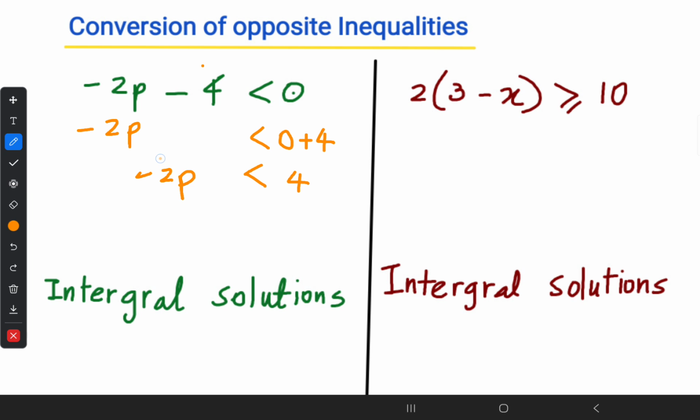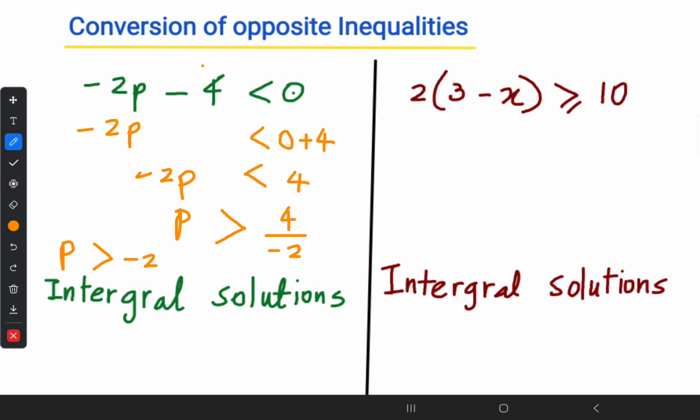Okay. Thereafter, negative 2. Here we have a multiplicand negative 2. So the multiplicand negative 2 would be a dividend negative 2. In this case, carefully think. Here we just did the addition. But here there is a negative division. In this case, the direction will change to its opposite. Thereafter, p is greater than, up to here that is less than. Hereafter, greater than 4 divided by negative 2, it would be negative 2. So integral solutions. What are the integral solutions?